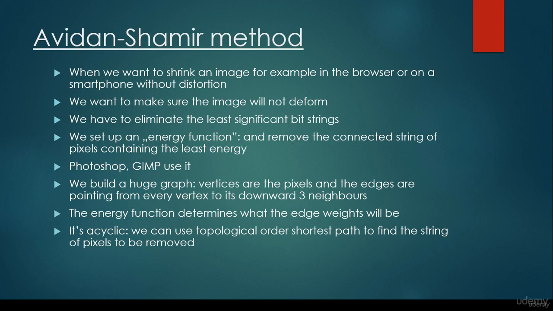Okay. One of my personal favorites is the so-called Avidan-Shamir method. When we want to shrink an image, for example in the browser or on a smartphone without distortion, and we want to make sure the image will not deform, then we have to eliminate the least significant pixel strings. And basically in these cases, shortest path algorithms can be very useful, although it is not that intuitive.